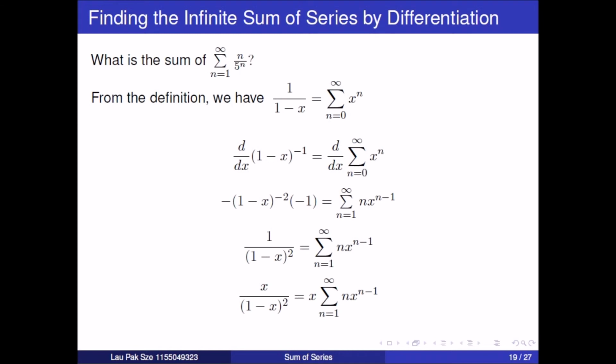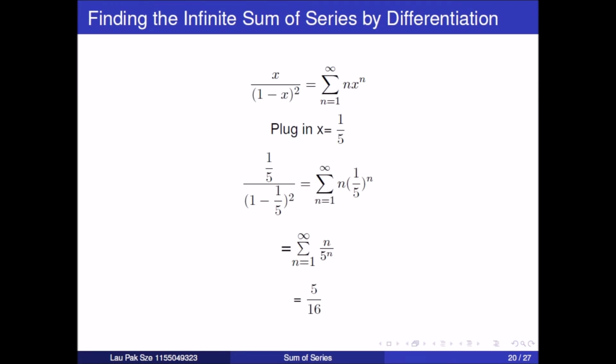Then we differentiate both sides with respect to x and get 1 over 1 minus x whole squared equals the summation of nx to the power of n minus 1 from n equals 1 to infinity. Next, we multiply both sides by x. Then the x to the power n minus 1 on the right-hand side becomes x to the power of n. We plug in x equals 1 over 5 and then get the result of 5 over 16.